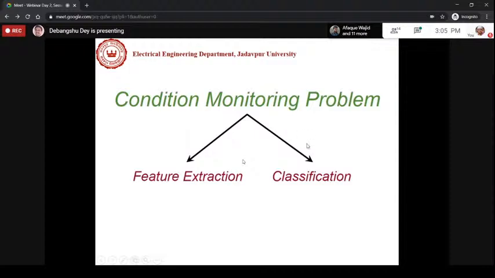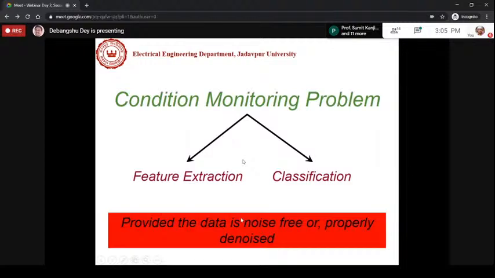So again, the analysis part can be divided into two categories, and it is not only true for transformer condition monitoring. In many applications where you are applying some knowledge of fault classification, the overall system can be classified into these kinds of functional parts. Therefore, this approach can be applicable for many other problems also. That means you can have the feature extraction and then you can classify them, provided the data is noise free or properly denoised.